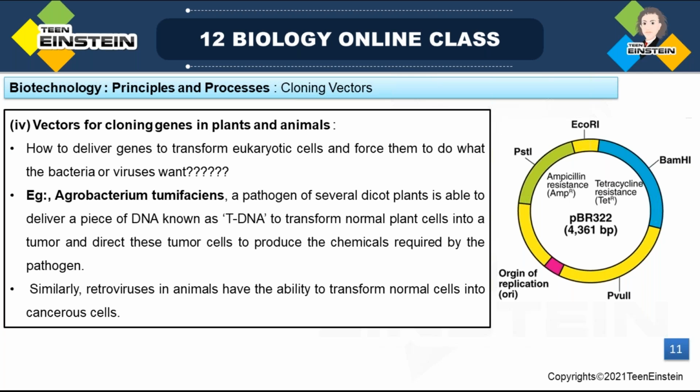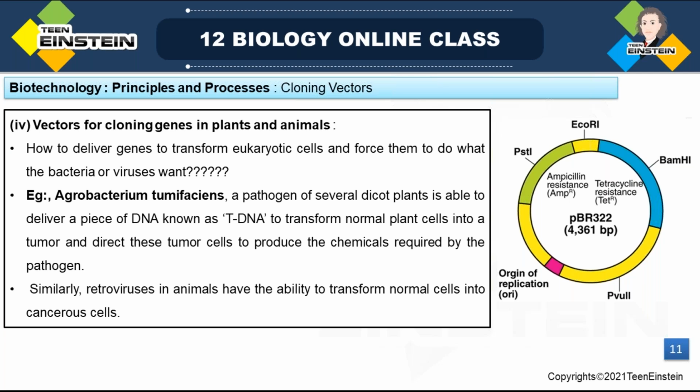That tDNA can transform normal plant cells into a tumor, and direct these tumor cells to produce the chemicals required by the pathogen. Then these tumor cells produce the chemicals which are needed for that particular pathogen. In the same way, in animals, retroviruses have the ability to transform normal cells to cancerous cells.